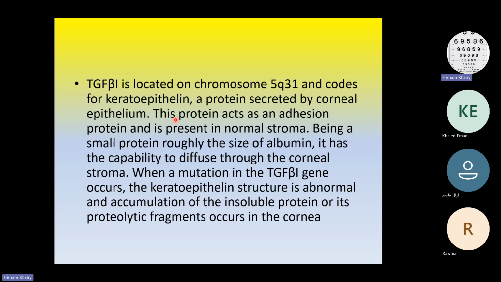TGF beta 1 is located on chromosome 5q31 and codes for keratoepithelin, which is a protein secreted by corneal epithelium. This protein acts as an adhesion protein and is present in normal stroma. Being a small protein the size of albumin, it has the capability to diffuse through corneal stroma. When there is a mutation, the keratoepithelin structure is abnormal and accumulation of the insoluble protein or its proteolytic fragments occurs in the cornea.